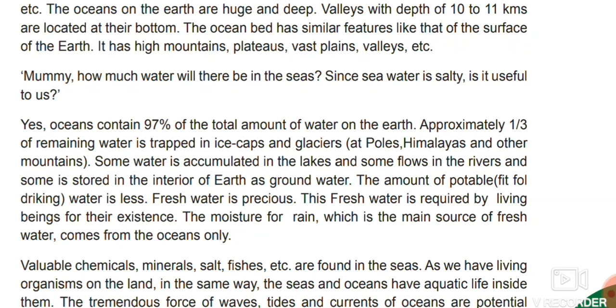Fresh water is precious. कैसा है? Fresh water is precious. This fresh water is required by living beings for their existence. Obviously हम fresh water के बिना कोई life sustain कर पाएगा नहीं. The moisture for rain, which is the main source of fresh water, comes from the ocean only. Now just see the interesting thing. The freshest source of water है, that is rain, right? And that comes from oceans. So that part of the water comes from the ocean.